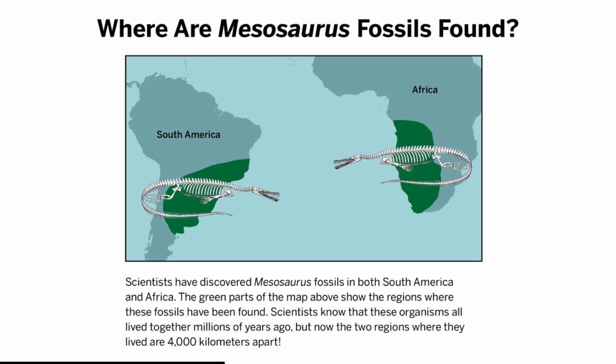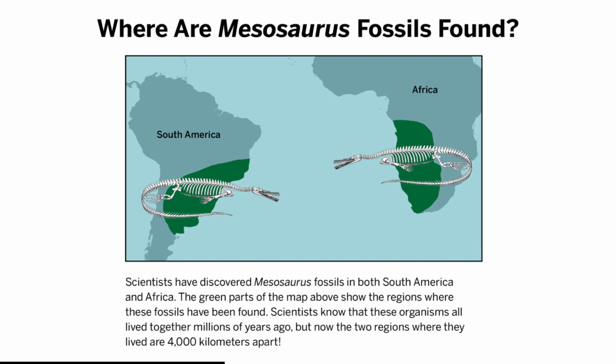Scientists have discovered Mesosaurus fossils in both South America and Africa. The green parts of the map above show the regions where these fossils have been found. Scientists know that these organisms all lived together millions of years ago, but now the two regions where they lived are 4,000 kilometers apart. Remember, Mesosaurus is an extinct species of reptile.